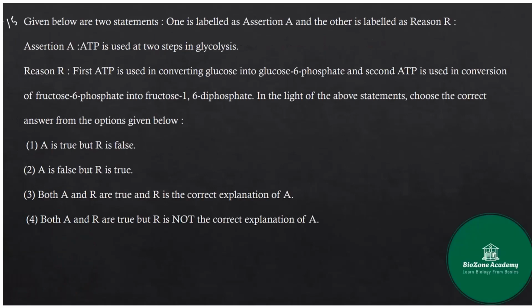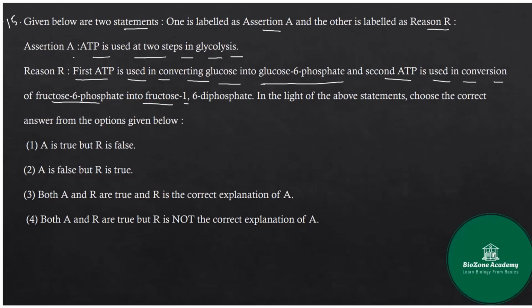Next, given below are two statements, assertion and reason. Assertion: ATP is used at two steps in glycolysis. Reason: the first ATP is used in converting glucose into glucose 6-phosphate and the second ATP is used in the conversion of fructose 6-phosphate into fructose 1,6-diphosphate. Which of the above statements is correct?